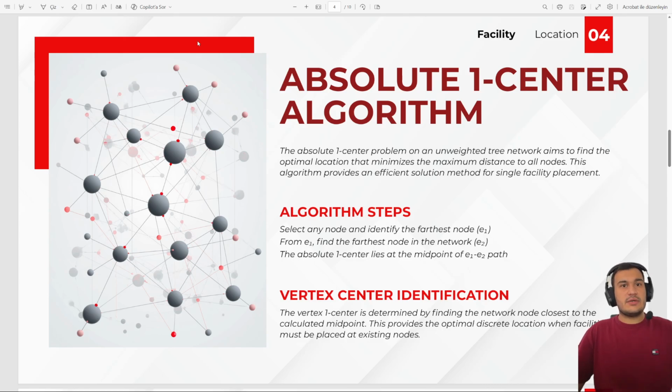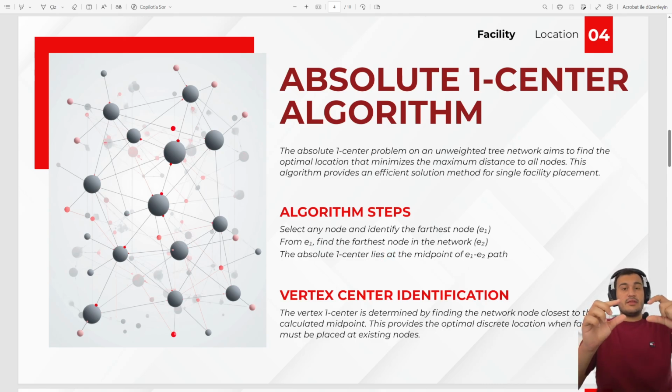The first one is absolute one center. This is used when we want to find the optimal location for just a single facility on an unweighted tree network. The algorithm has three simple steps, as you can see in the slide. Select any node and identify the farthest node. From that node, find the farthest node in the network. The absolute one center lies at the midpoint of the distance between these two points.